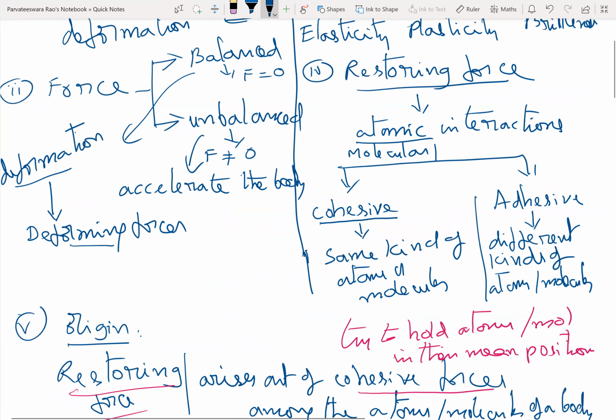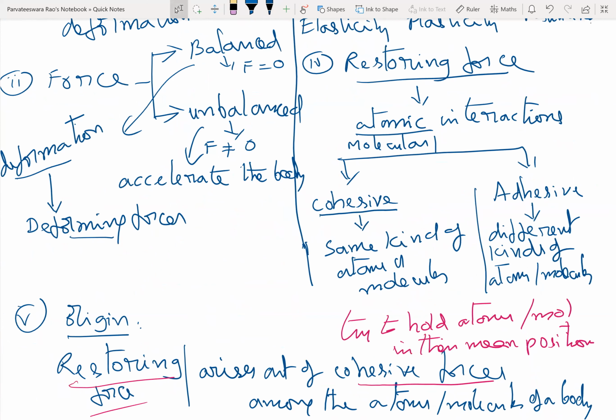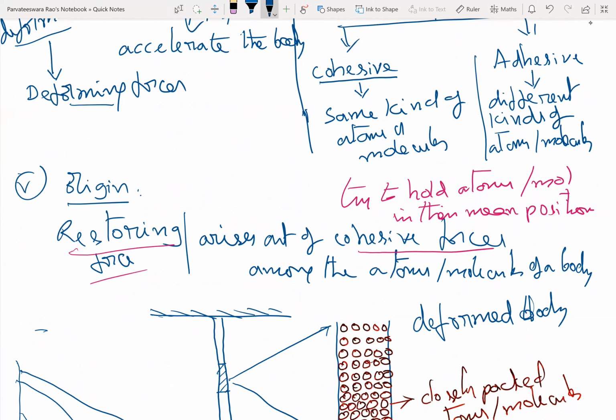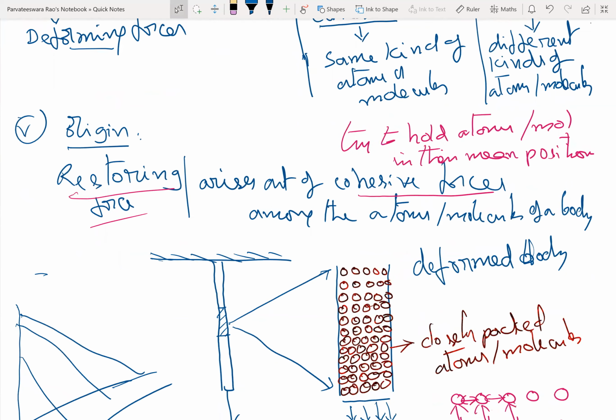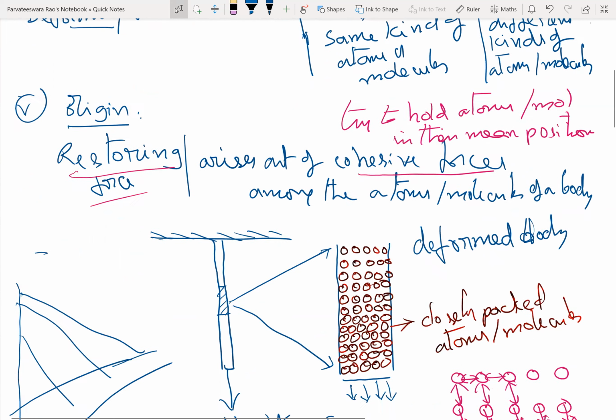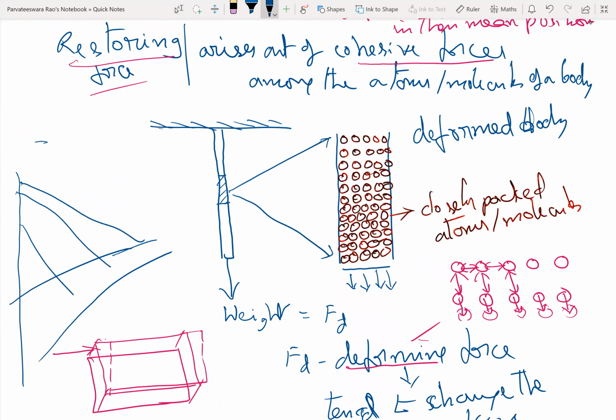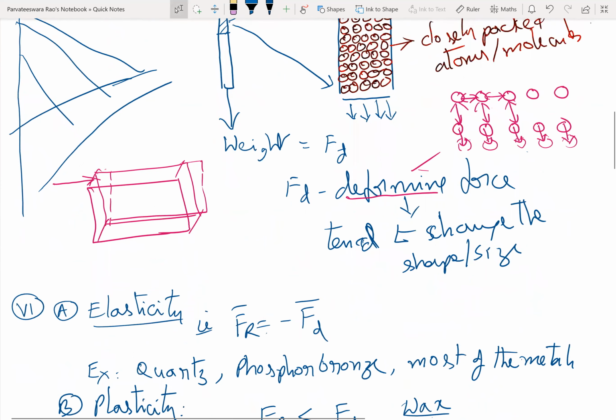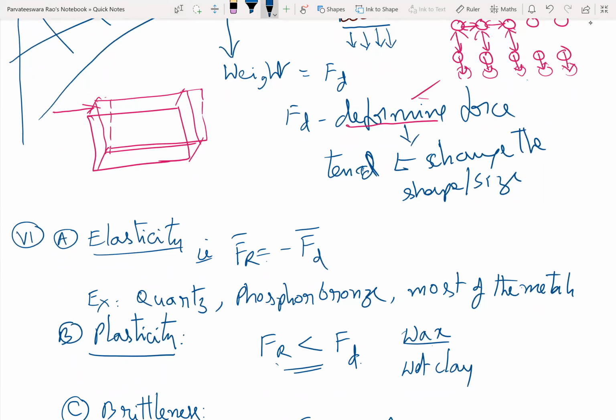Then we introduced the concept of restoring force. The atomic or molecular interactions give rise to the restoring force, cohesive and adhesive. Cohesive force means same kind of atoms or molecules will attract with cohesive force. Even I gave the examples. Adhesive force, different kinds of atoms or molecules will attract with the adhesive force. So here the cohesive forces between the atoms or molecules will try to hold them at their mean positions, and whenever the deforming force is acting, the atoms get slightly displaced, causing minimum deformation. And once the deforming force is withdrawn, then the restoring force will take the body back to the original shape and size. I have given the examples.